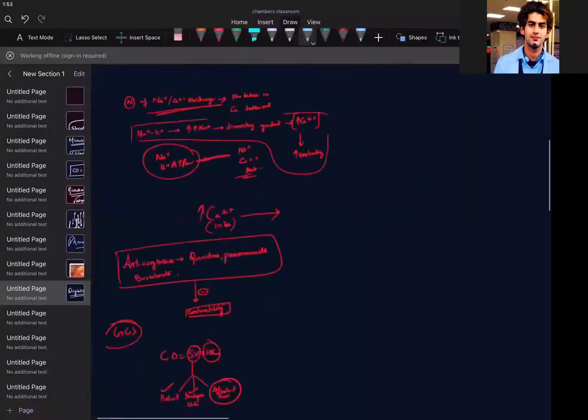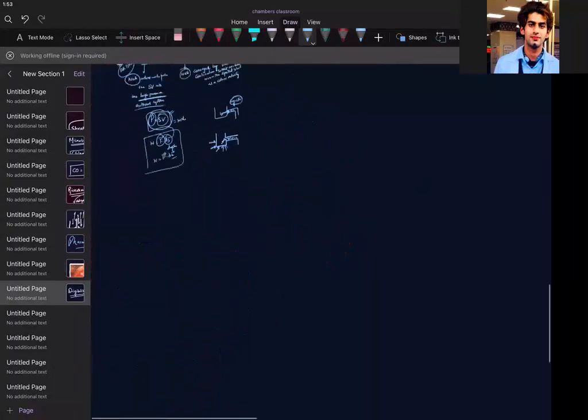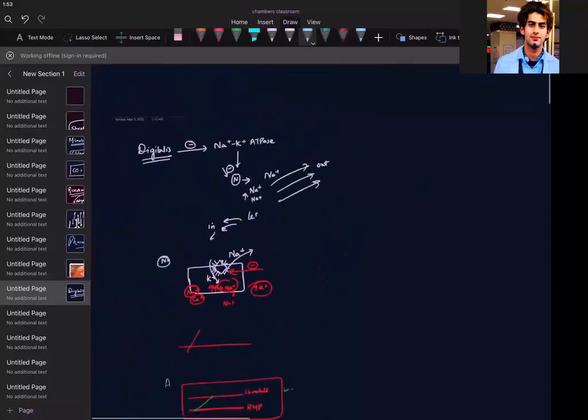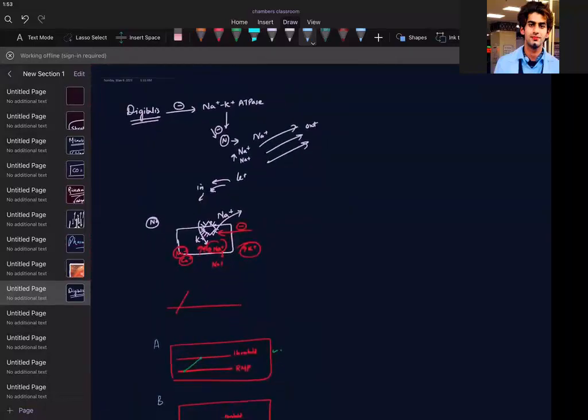Yeah. So suddenly we went to something else. So, afterload. We were talking about the afterload. So what was the afterload? We said that it is basically that resistance, that pressure which is being generated by the arterial system against which the heart has to push, the heart must pump the blood.